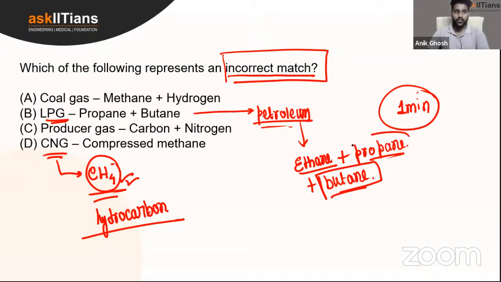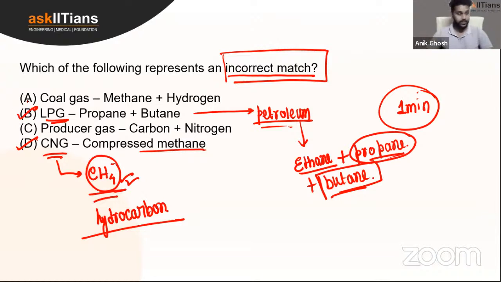Butane and propane are also there in a high concentration, but ethane is very low. So propane and butane are the major constituents of LPG. That's why we say that for LPG this is propane and butane. So this is also true. CNG is also true. This is compressed methane. That's also true. And LPG is also true.